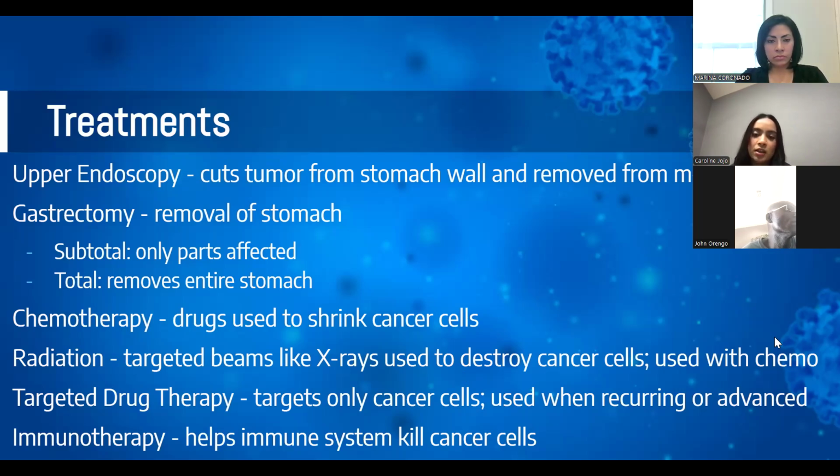a total gastrectomy. There's also chemotherapy, which is drugs that are used to shrink the cancer cells, as well as radiation, which is targeted beams like X-rays used to destroy the cancer cells. And this is often used as a combination treatment with chemotherapy. Then there's targeted drug therapy, which targets only cancer cells and is only really used when it is a really strong cancer or a recurring cancer. Finally, there's also immunotherapy, which helps the immune system kill cancer cells rather than killing the cancer cells directly.